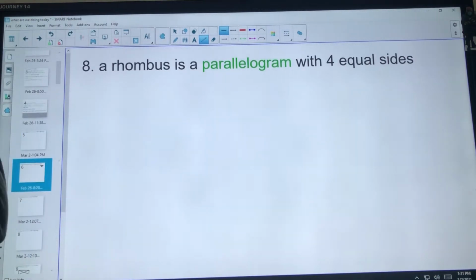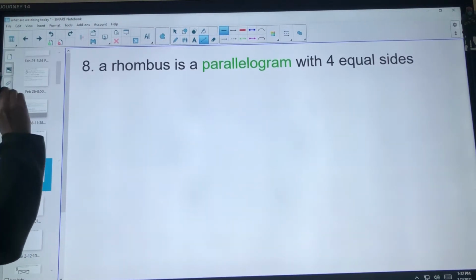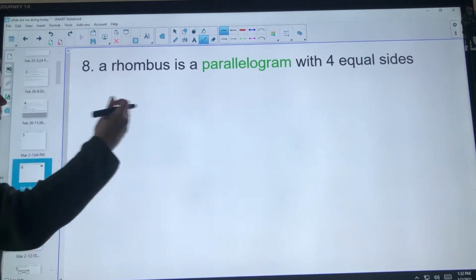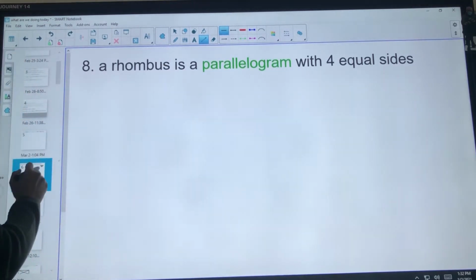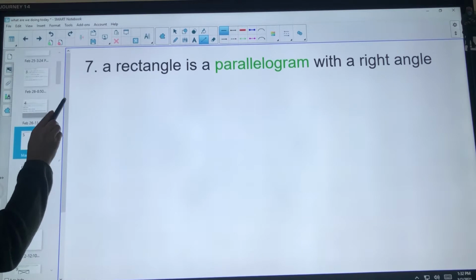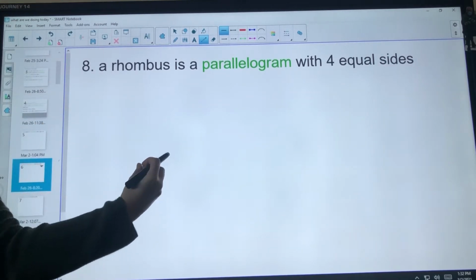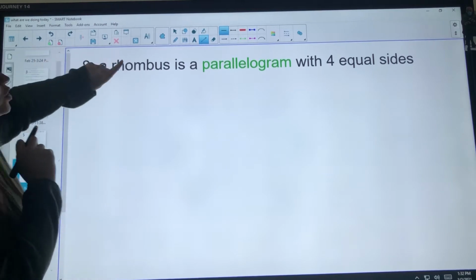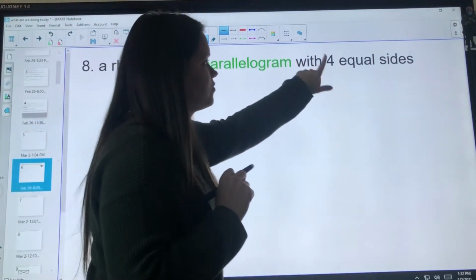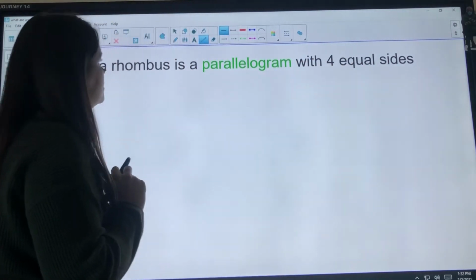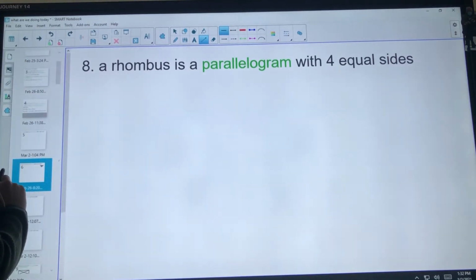All right, similarly, a rhombus is another type of parallelogram. A parallelogram is not a rhombus. And a rhombus cannot be a rectangle, and a rectangle cannot be a rhombus. They're both a type of parallelogram. What makes you a rhombus is if your parallelogram has 4 equal sides. Rule number 9.